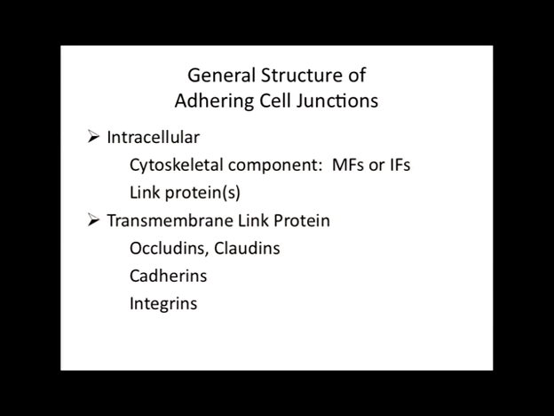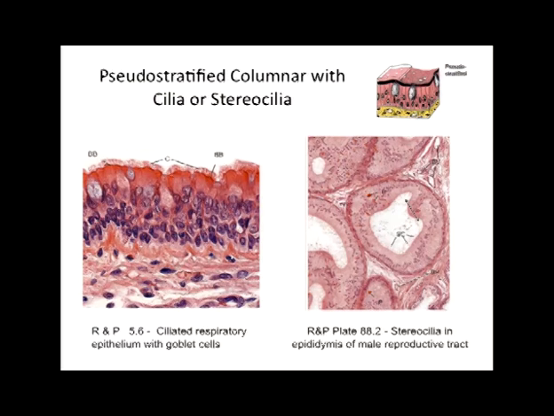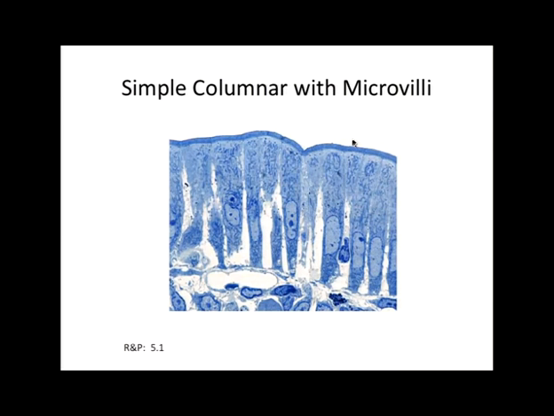Oh, one other thing. In terms of apical specializations, there's one other specialization that occurs. It's very limited, to increase surface area, and it is something called membrane plaques. Your book doesn't even bring it into play in the epithelium lecture.